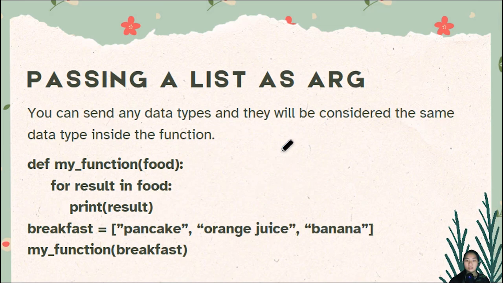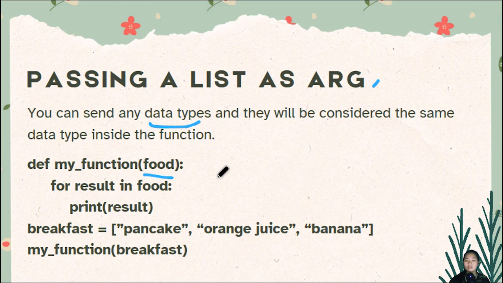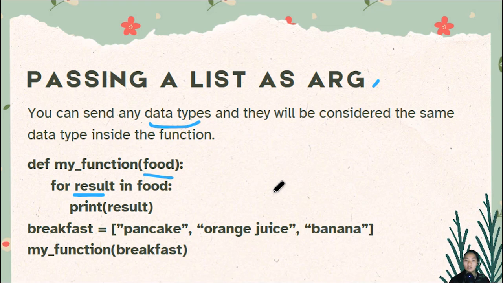As simple as that. Passing a list as an argument. You can send any data types and they will be treated the same way inside of a function. Example, I have food passed in as the placeholder for an argument, and now I have result. Result is a placeholder. It doesn't have to be strictly result. It could be x, y, z, or whatever you want.